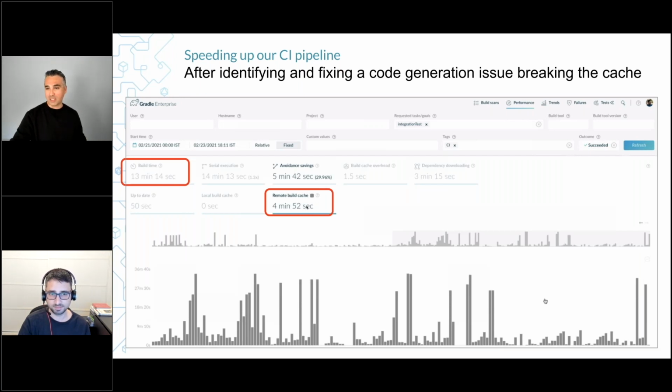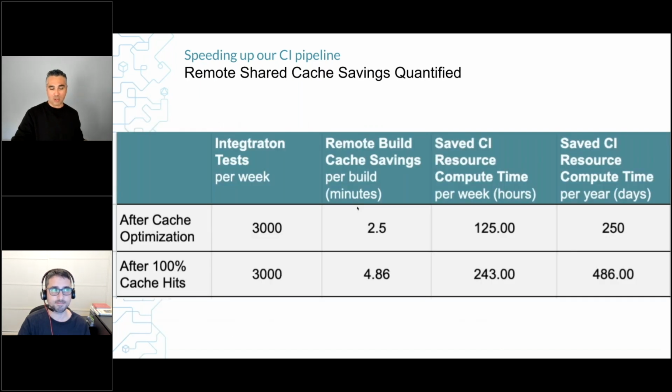And this is from our side. We always tell folks, hey, you need the right tools. You need to monitor cacheability, because that 2.5 minutes that Doron and team got initially from the cache was great. And if he didn't monitor that, what would the difference be? So I ran some numbers. Doron and team run around 3,000 integration tests per week, and the remote cache was initially saving 2.5 minutes, and that's 125 CI compute resource hours per week saved.